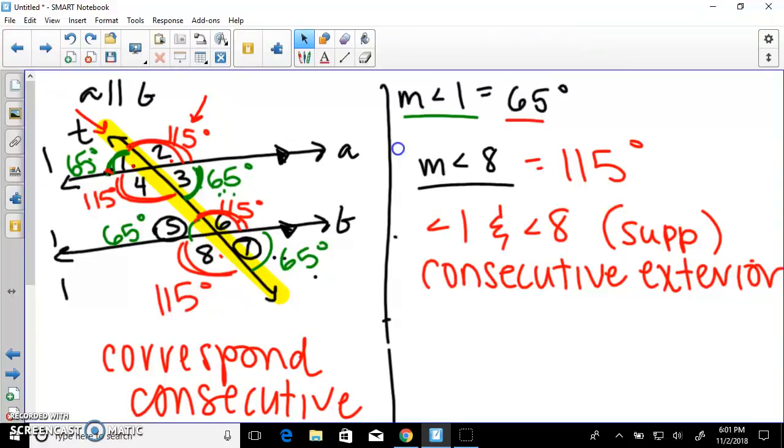So there we go, exploring how we can find the measure of different angles given two parallel lines and a transversal and the angle relationships that are formed.